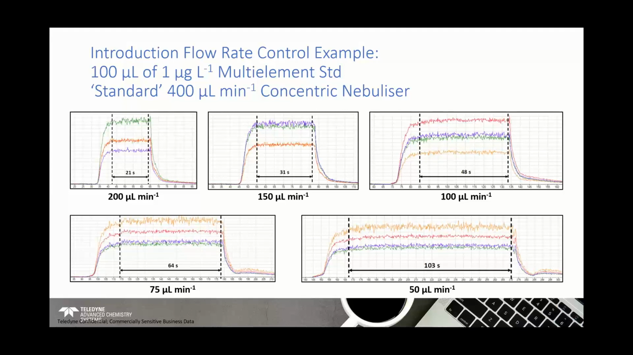And the amount of measurement time that you want for your analyte suite or your general analysis from that sample volume. So we go to 75 microliters a minute and get to just over a minute. And then if you drop it down to 50 microliters a minute, all of a sudden we've got a minute and 43 seconds, all from the same 100 microliter sample volume. So you really can make the most of your sample.